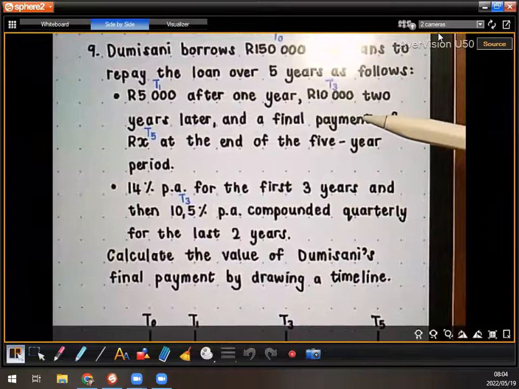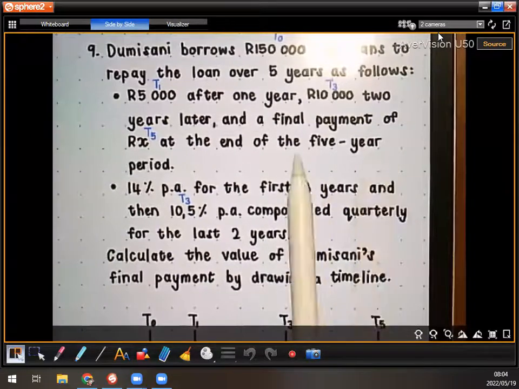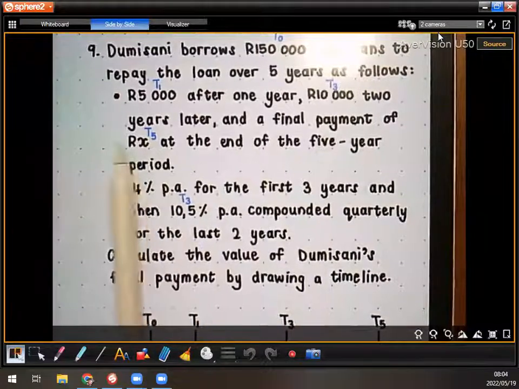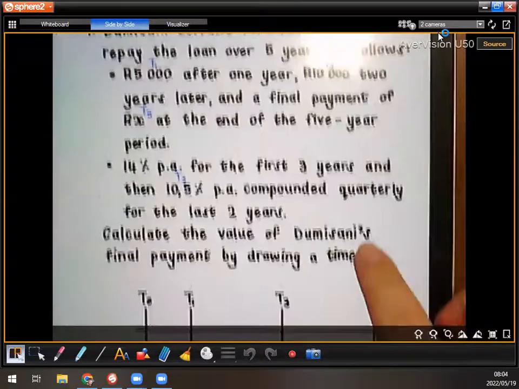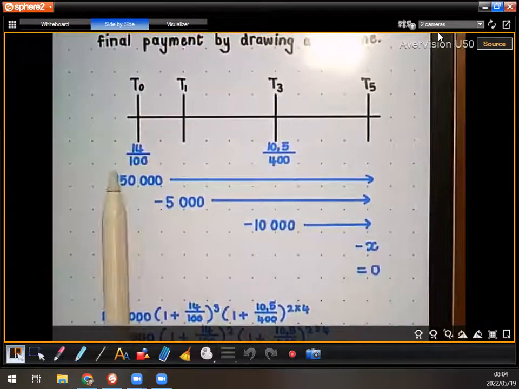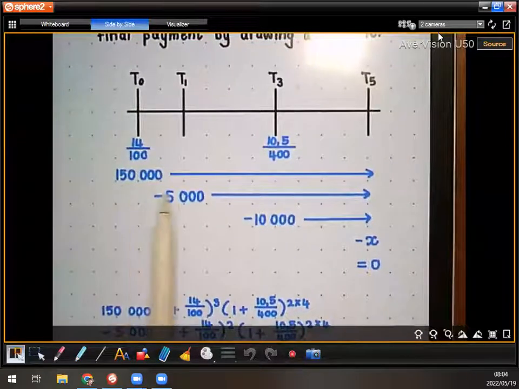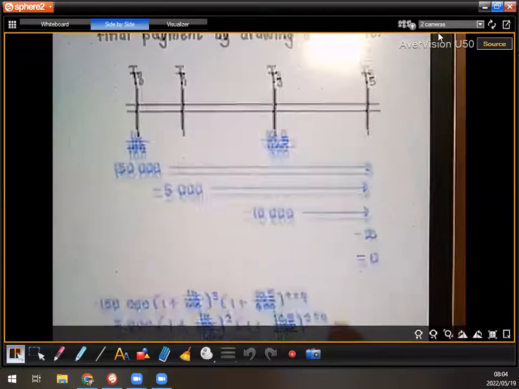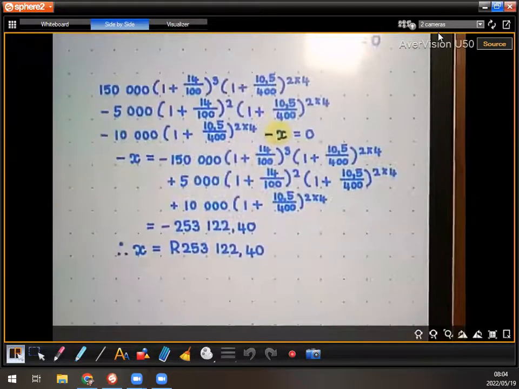Okay, and then they said a final payment of X Rand at the end of the 5-year period. So that is at T5. Okay, so those are the 3 payments: minus 5,000, minus 10,000, and then negative X. And then just like we did yesterday, once he's made the final payment, the loan is paid off, so he's going to owe 0. Okay, so that is the calculation.